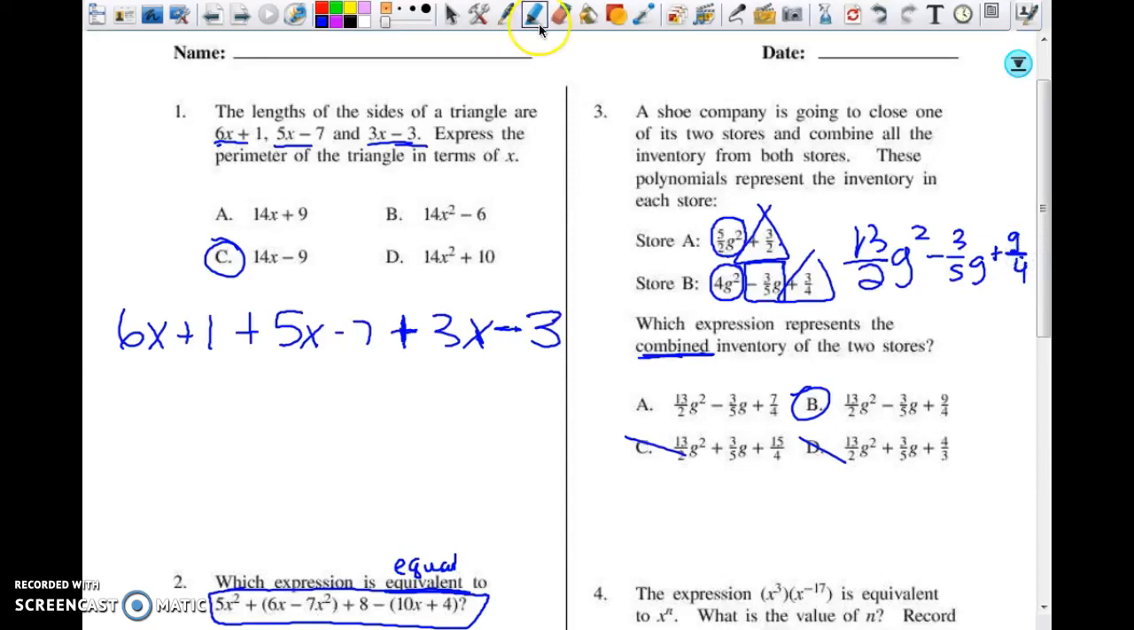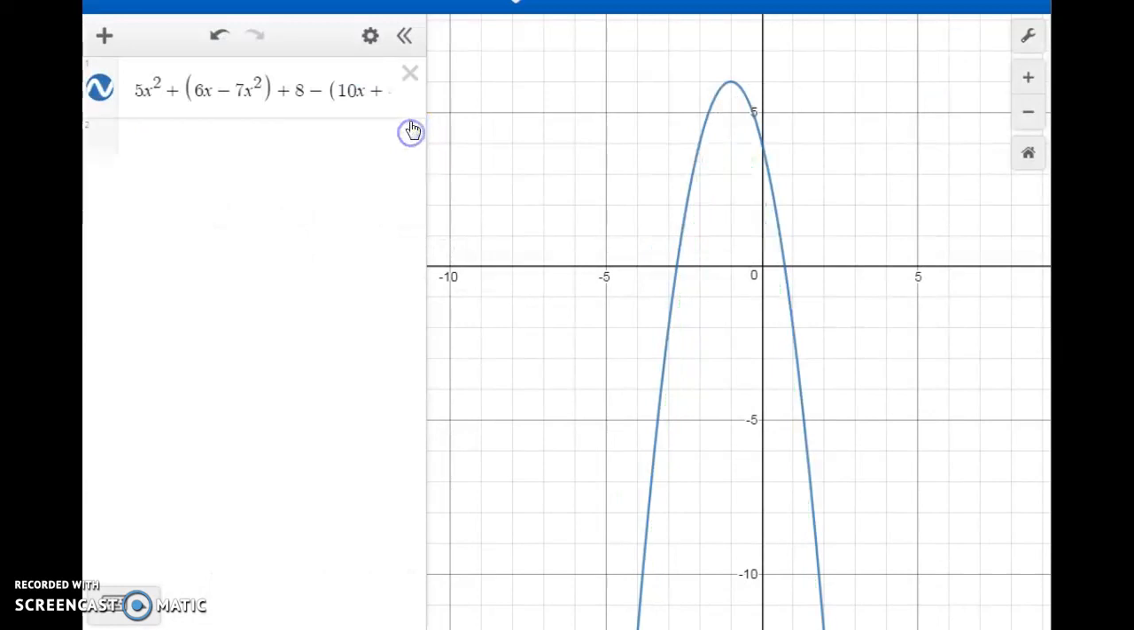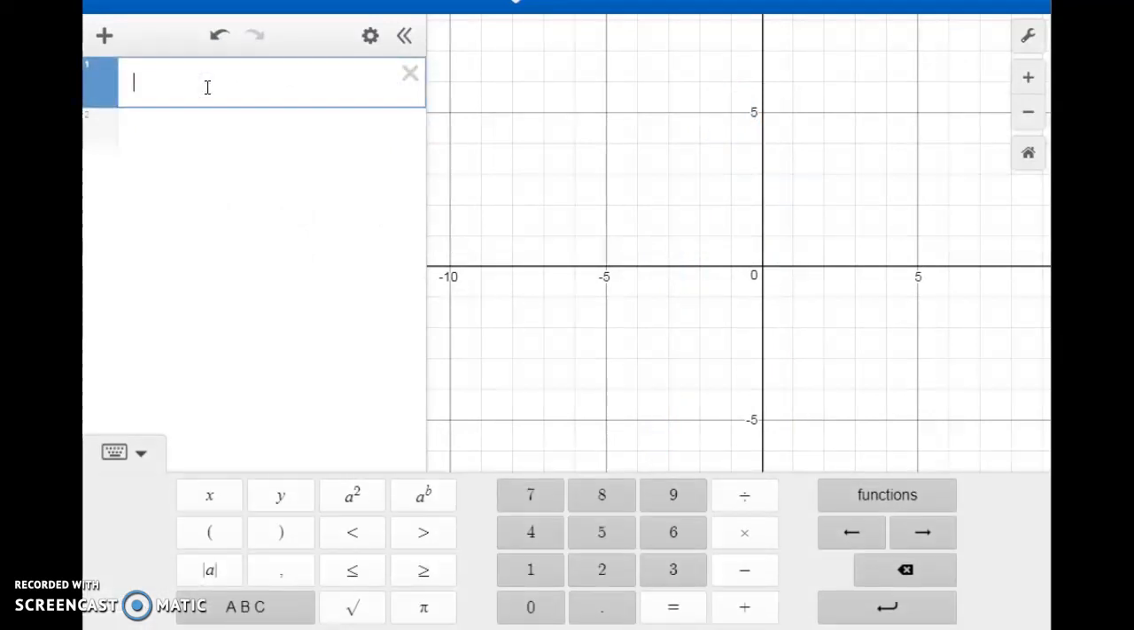So what you could do also, I'm going to clear this out even though we know the answer. I know I'm combining these two, so I'm adding them together. I'm adding store A and store B. You can type all of it in. Type in store A, right? Type in all this and then add it to all this. Okay, so you can put it in Desmos. And this is for when you hit the option on the test. You got 5 over 2.